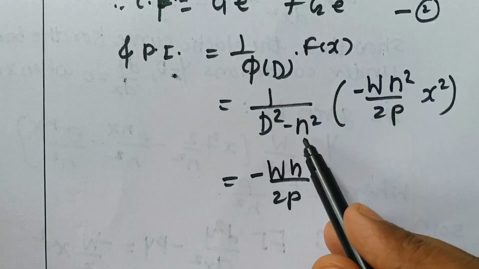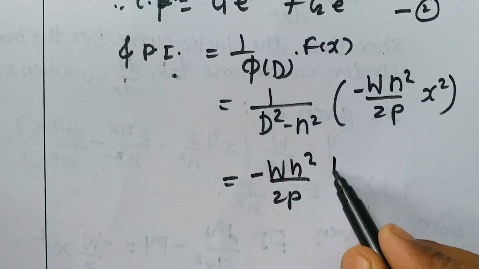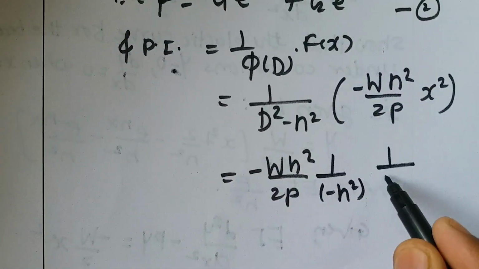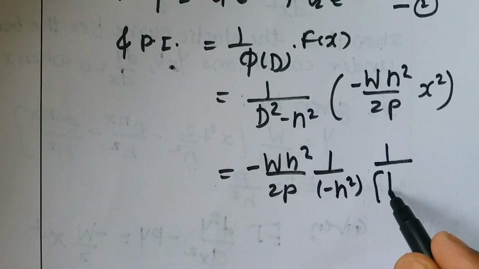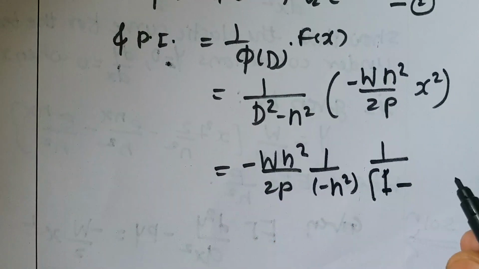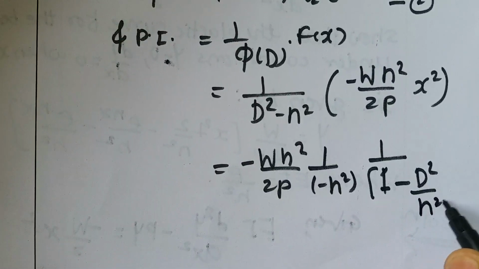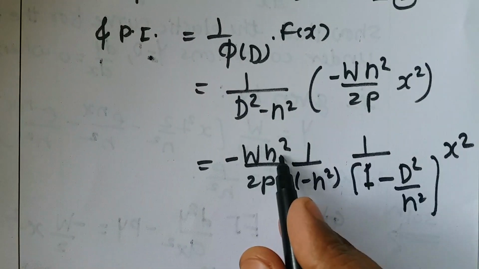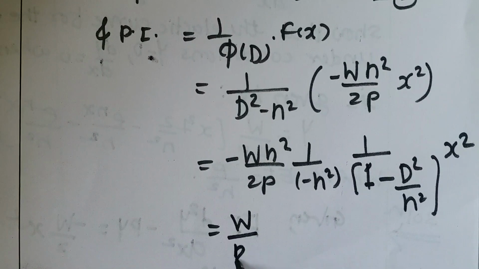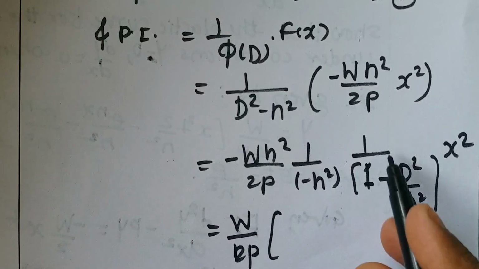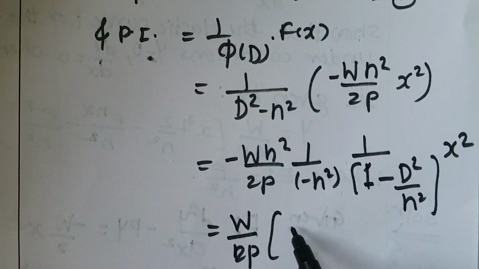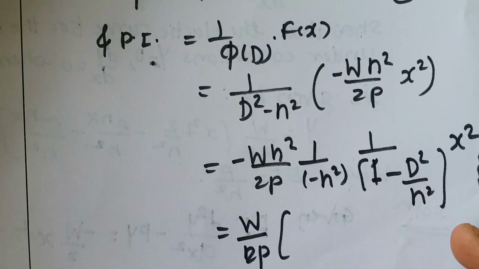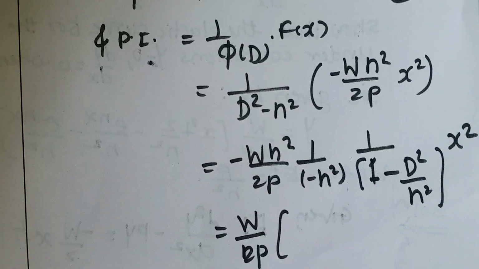The lowest degree term in D in this polynomial is minus n square. So that term we take common. So we'll get here minus 1 by n square in bracket 1 by, after taking minus n square common we'll get here plus 1, and the second term will become negative, minus D square by n square, and this x square outside. Now this minus n square and minus n square will cancel. We'll have only w by 2p, and use the expansion of 1 upon 1 minus X for this capital X, and while writing the expansion write the terms up to degree 2 only, powers of D up to 2 only, because here we have a polynomial of degree 2.